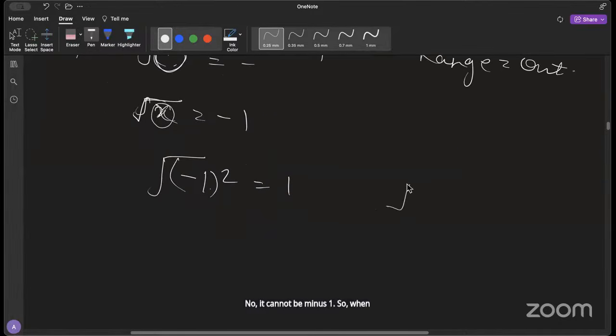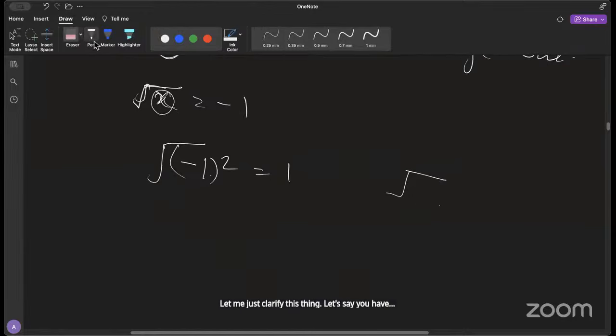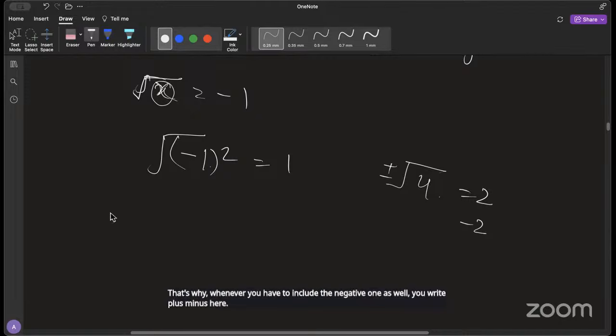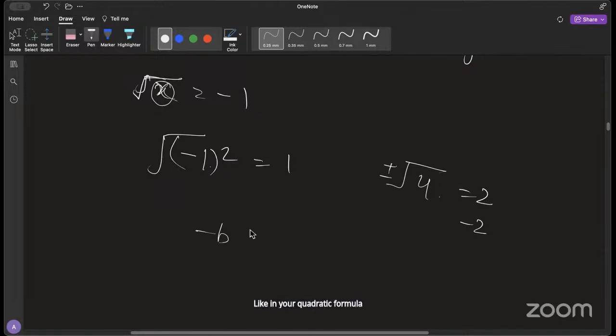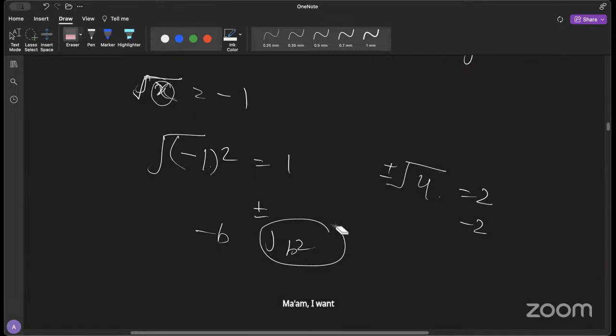So when you use this symbol, let me just clarify this thing. Let's say you have square root of 4. This is just 2. You can't say it's -2. That's why whenever you have to include the -2 as well, you write plus minus here. Is that okay? Like in your quadratic formula, you write minus b plus minus square root of b squared. If square root meant both plus and minus, then why would you use the sign here? Square root simply gives the positive value.